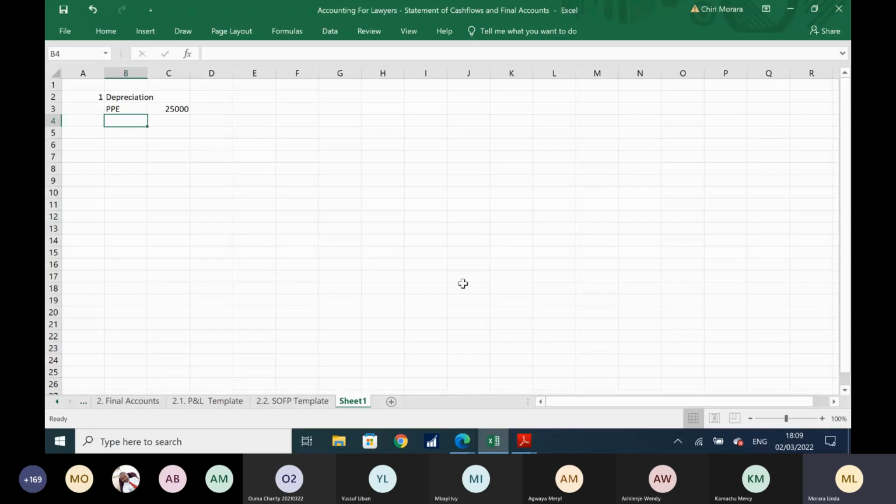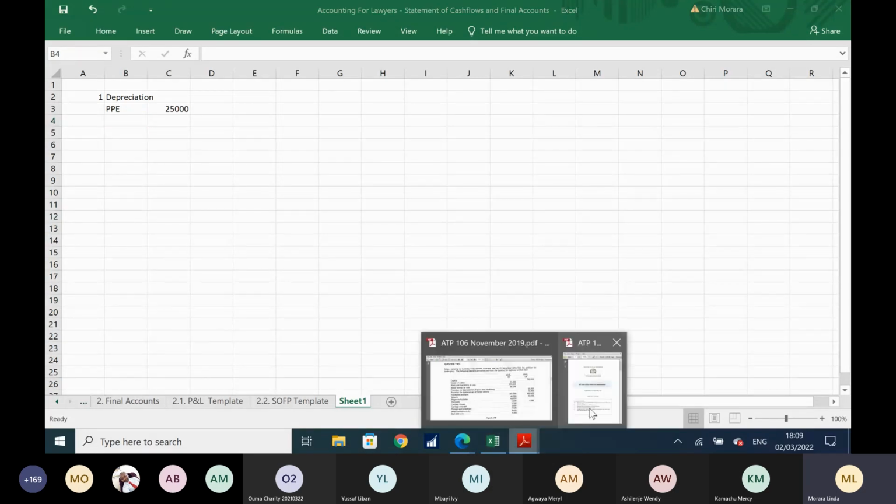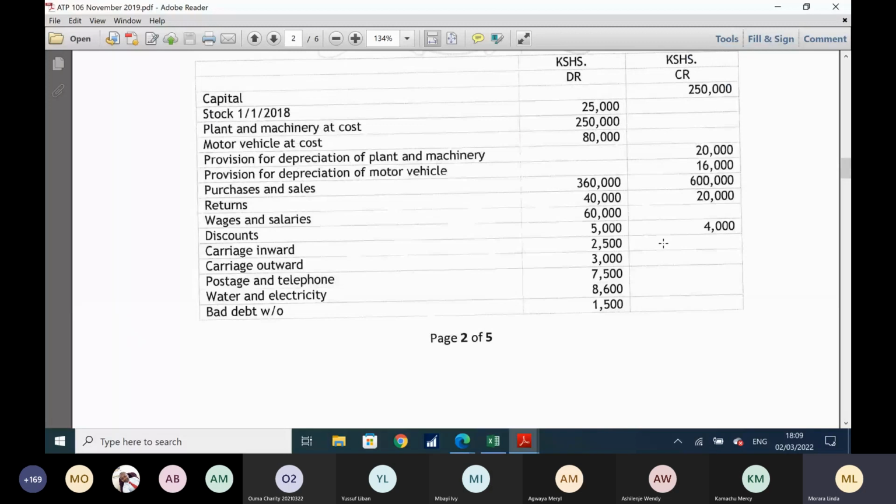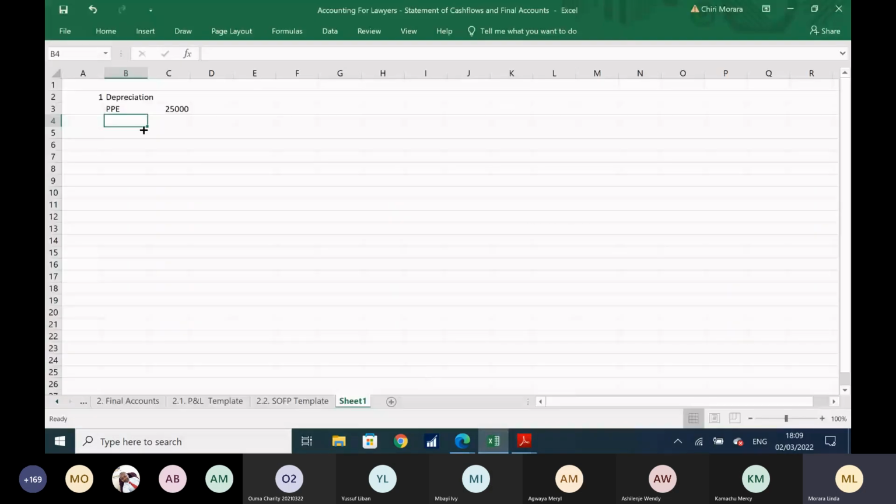So you get your 25K, and for your motor vehicles, it's 20%, and it's 20% of 80,000. So for motor vehicles, then it's 20%. Let me just say 0.2 times 80,000. So that is 16,000.